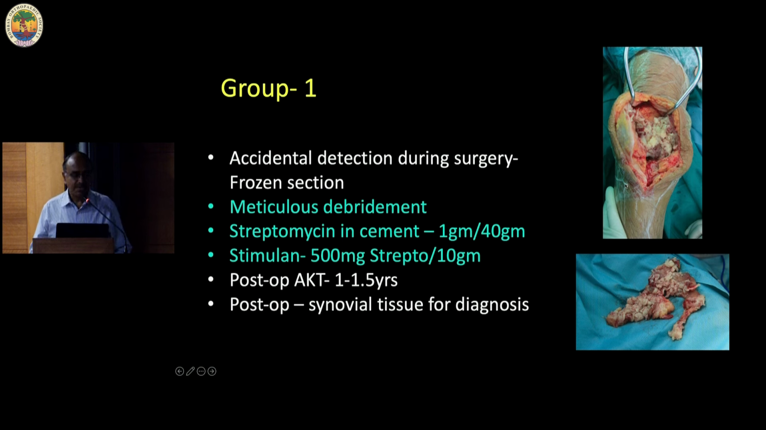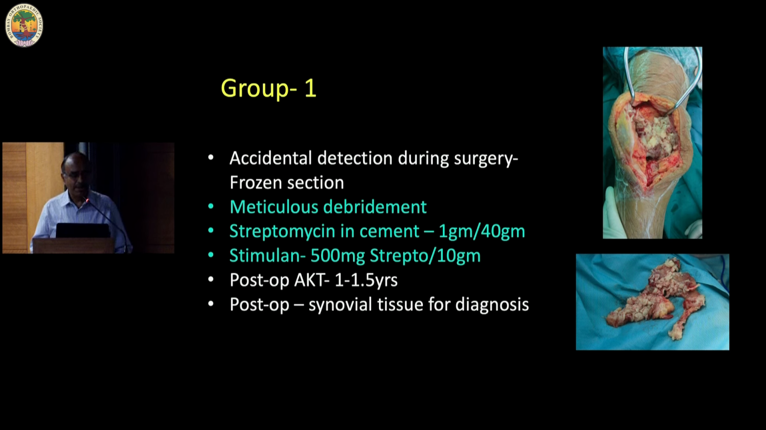So in this type of case, do a very meticulous debridement, and use streptomycin in the cement. The amount of streptomycin for primary fixation of the components is 1 gram per 40 gram packet of cement. I use Stimulan very often and add 500 milligrams of streptomycin to 10 grams of Stimulan, and put it around the soft tissues, and you can put it inside the intramedullary canal if you are using intramedullary jigs.